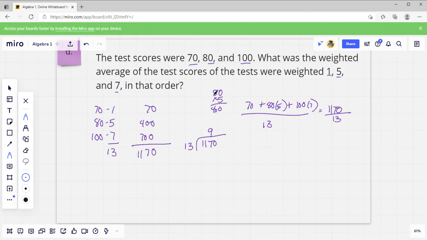Let's go. 9 times 3 is 27. 9 times 1 is 9. 10, 11. 90. So the answer to that one is a 90%. Or you could just put 90.